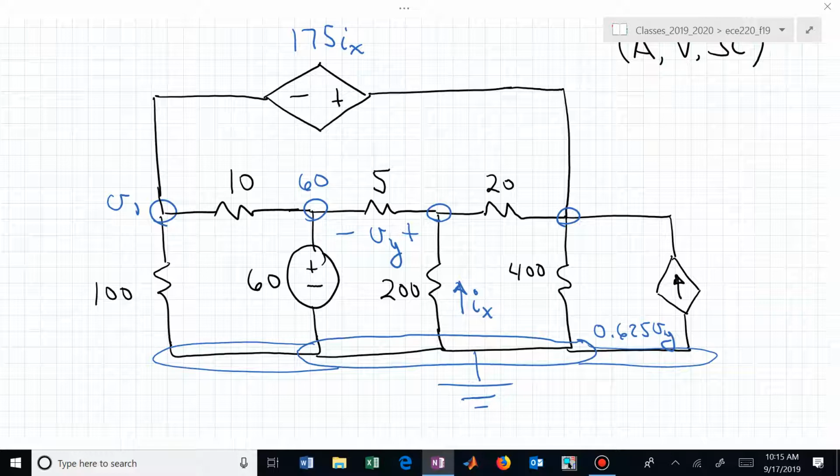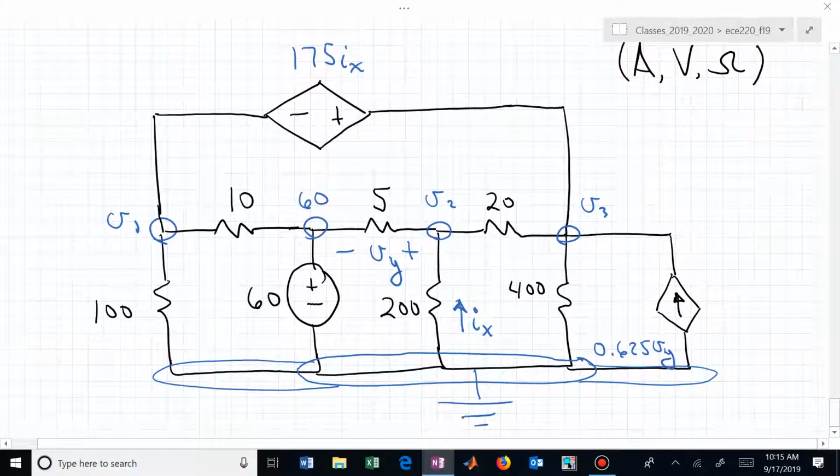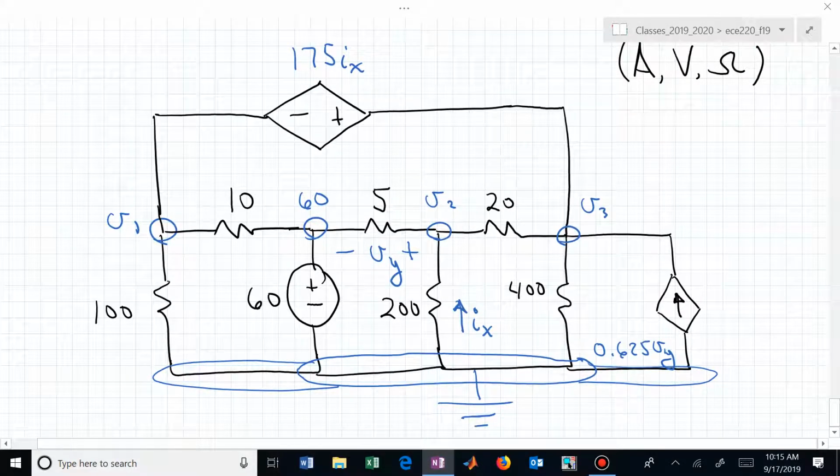We don't have to have another unknown. It's given. It's 60. So this is now V sub 2, and this is V sub 3. We've done step 1. Now as you're thinking about how you're going to analyze this circuit, the next thing you, yes?